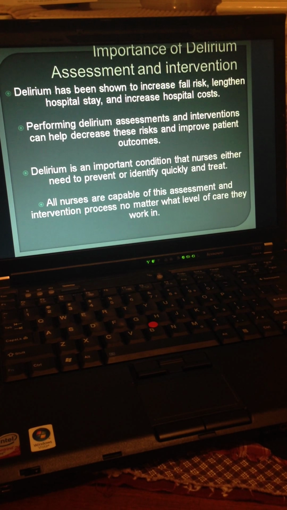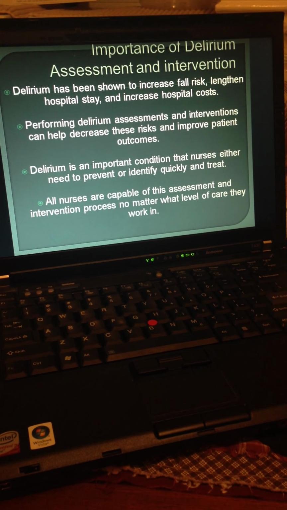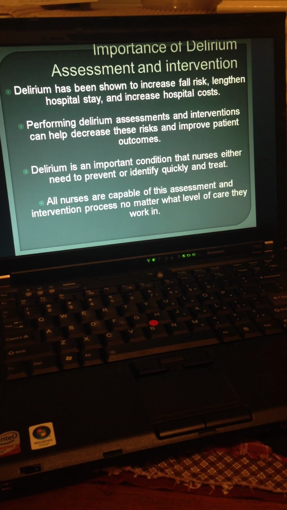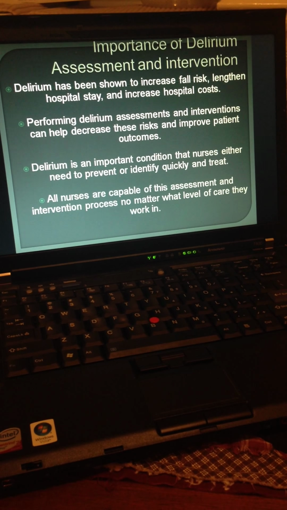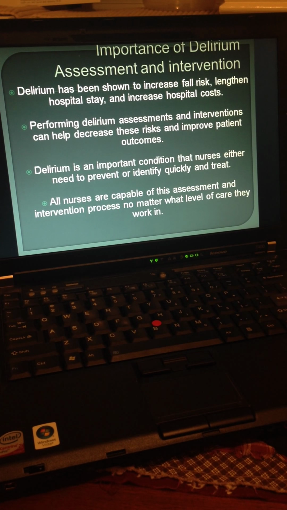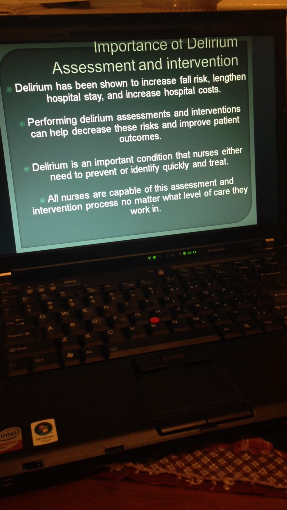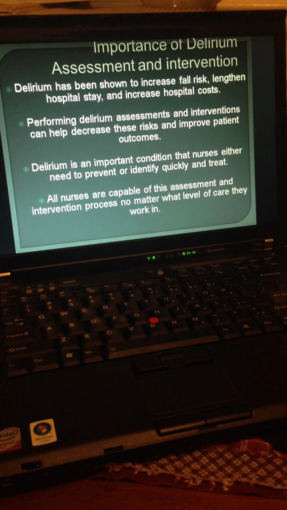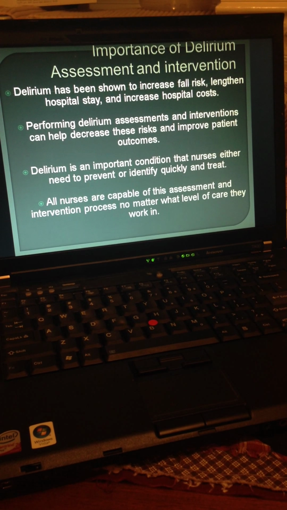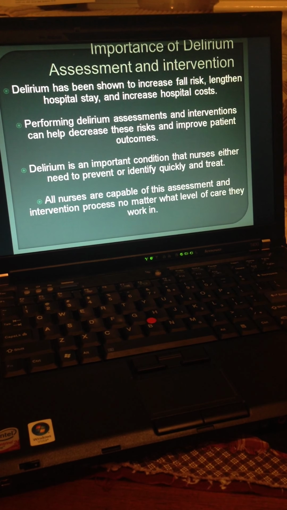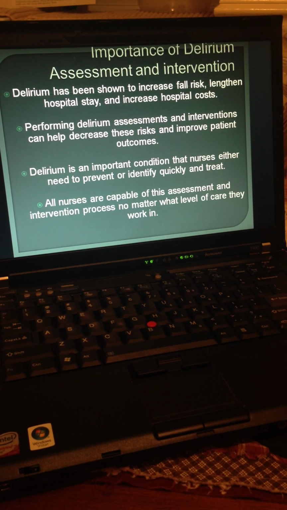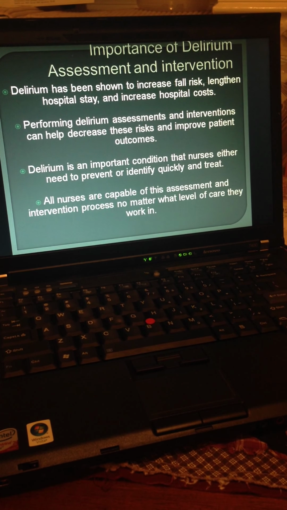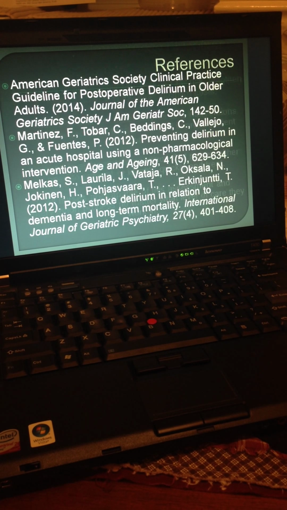Importance of delirium assessment and interventions. Delirium has been shown to increase fall risks, lengthen hospital stay, and increase hospital costs. Performing delirium assessments and interventions can help decrease these risks and improve patient outcomes. Delirium is an important condition that nurses either need to prevent or identify quickly and treat. All nurses are capable of performing this assessment and interventions, no matter what level of care they work in.